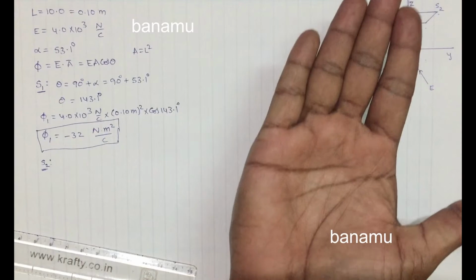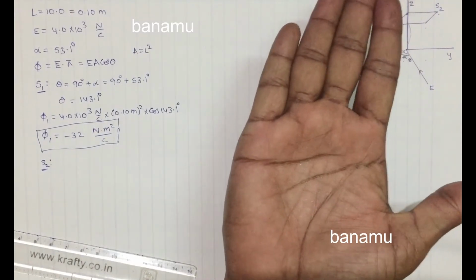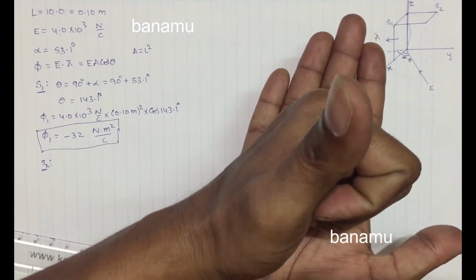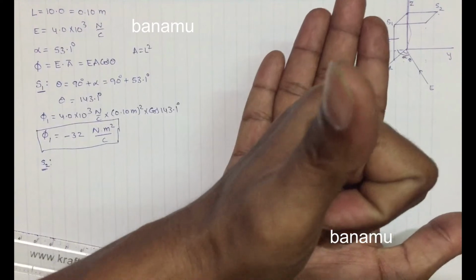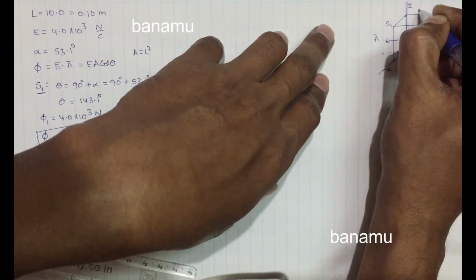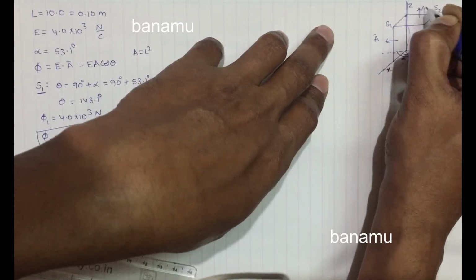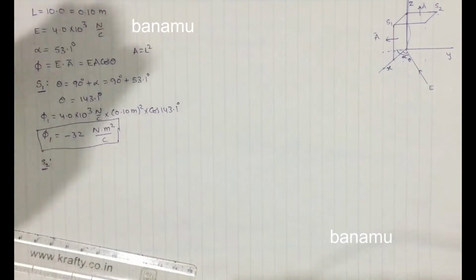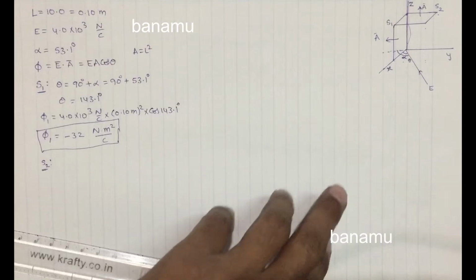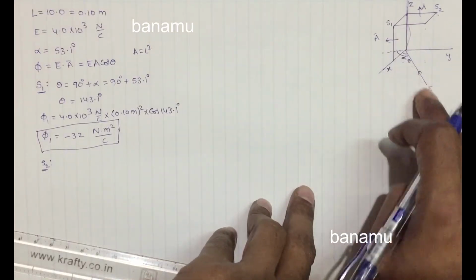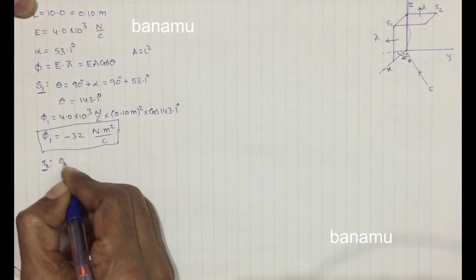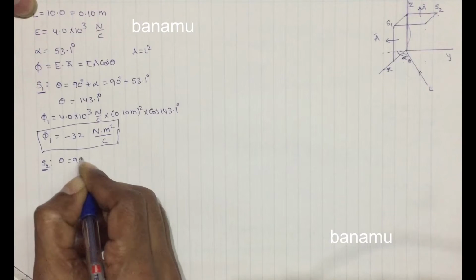The unit normal vector of the surface S2 is perpendicular to the surface. The thumb direction indicates the area unit normal vector of the surface. So the direction of the area unit normal vector A bar is upward of the cube. So the angle between the area unit normal vector and the electric field is 90 degrees. So theta is equal to 90 degrees.